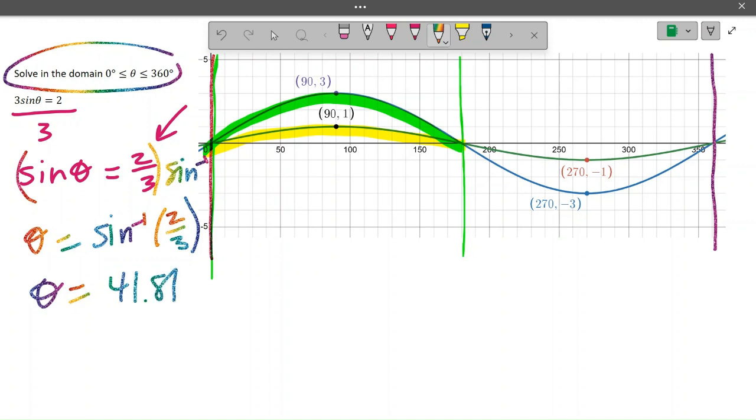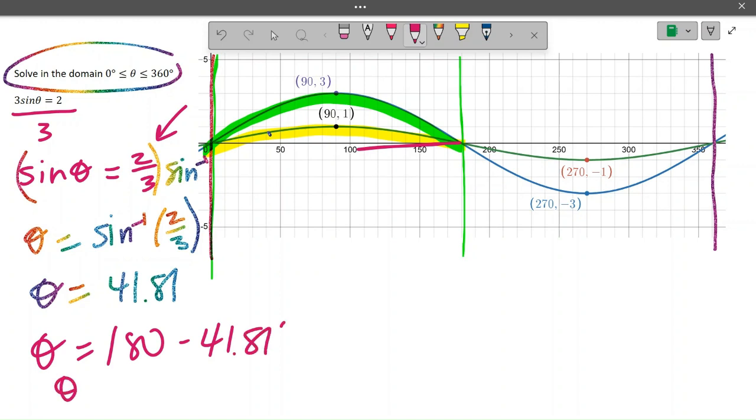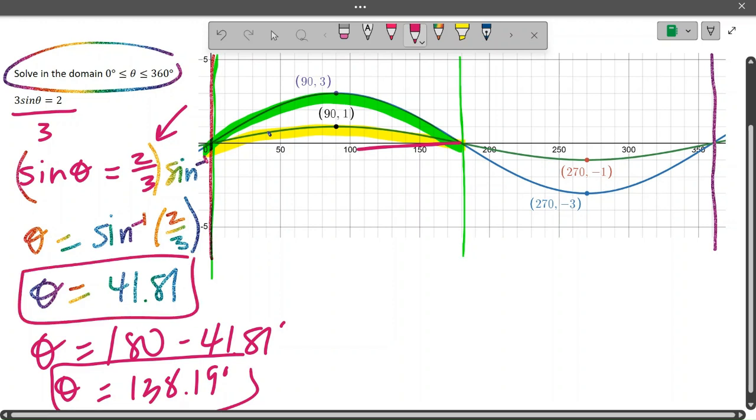41.81 degrees. All right, so that is about right here. Now, I know that I have two values within this 180 degrees. So to find the next value, which is going to be exactly symmetrical on this part of the graph, I'm going to say 180 minus the 41.8 degrees that I found. And when I do that, I get theta equals 138.19 degrees. And that is my second solution. I now have two solutions.